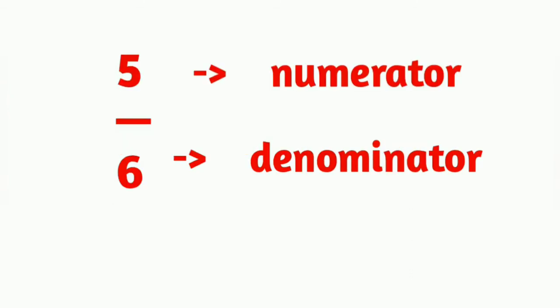So in this fraction you can see 5 by 6. 5 is the numerator and 6, the number below the line, is the denominator. Let's see another, 2 by 3. Here the numerator is 2, the denominator is 3. 1 by 4. Again, the number above the line, that is 1, is the numerator, and below the line, that is 4, is the denominator. Let's move on to the next.